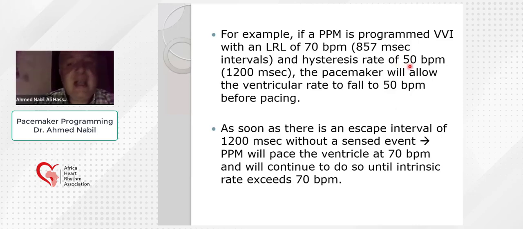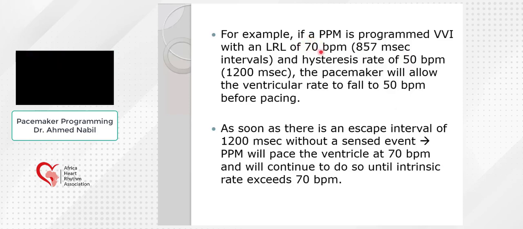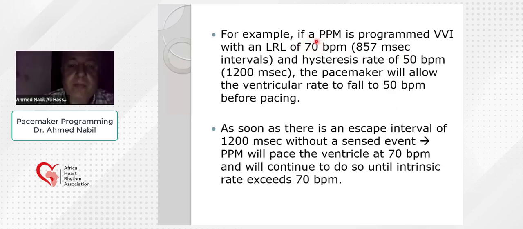If I don't have an intrinsic activity more than these 50 beats per minute, the VVI will pace at 70 beats per minute. So I will give a chance for the intrinsic activity to occur. If I don't have any intrinsic activity more than 50 beats per minute, the pacemaker will pace at this 70 beats per minute.